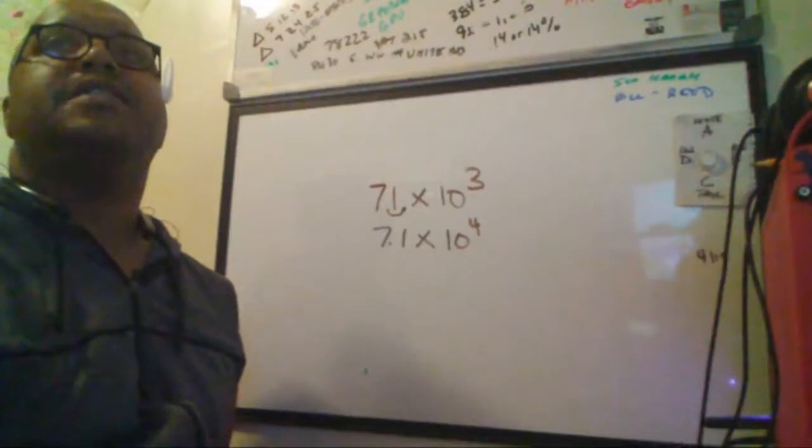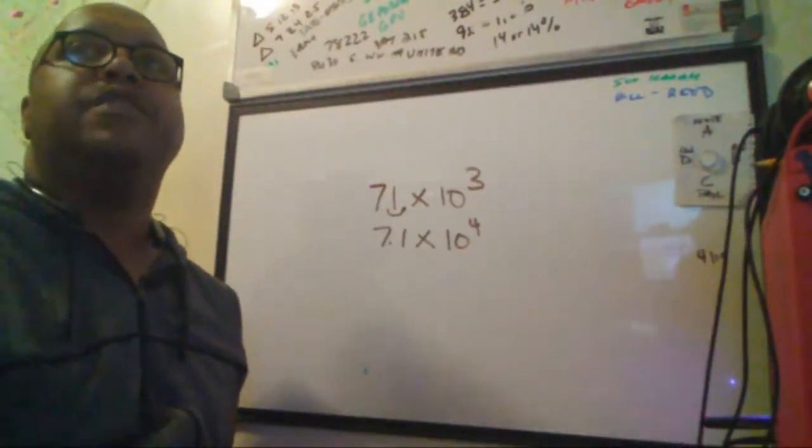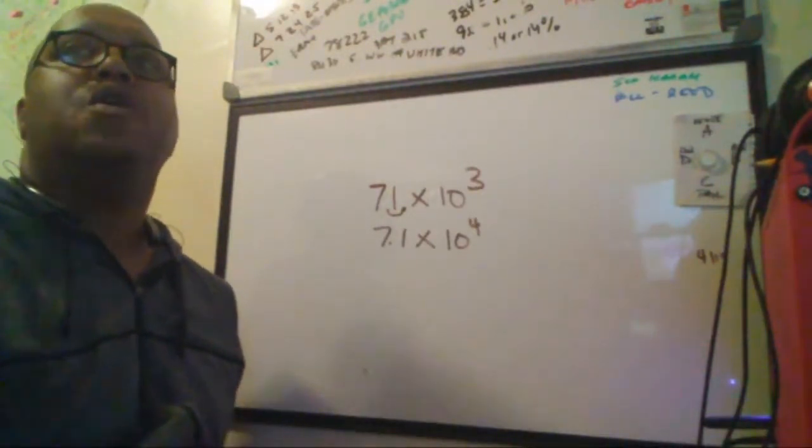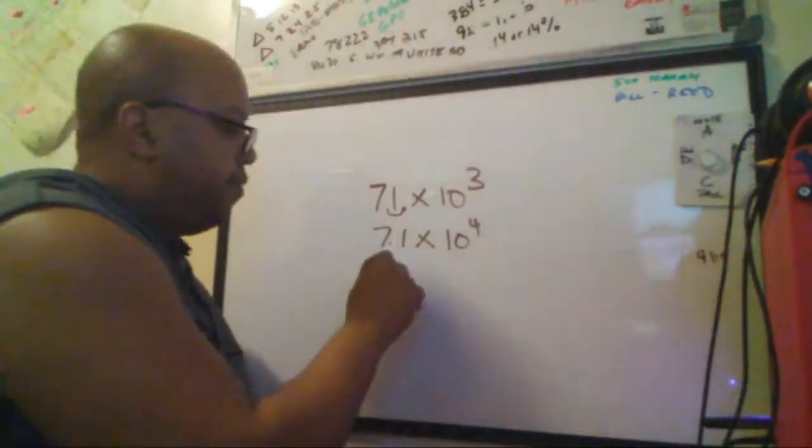All right, and the second one in the email I received, there is a large number, 48,900.